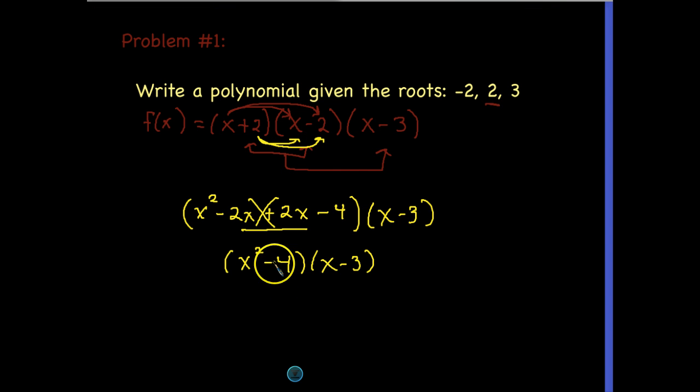So we need to multiply x squared minus 4 times x minus 3. And we would do that exactly the same way. We would take our first term and multiply it by each term in our second binomial. X squared times x will give us x cubed. X squared times -3 is a -3x squared. And now we move on to the -4. So we multiply that by each term. -4 times x is -4x. And -4 times -3 is +12.